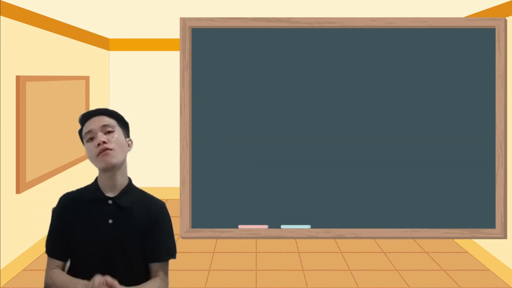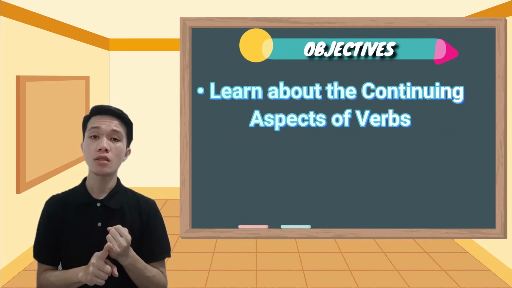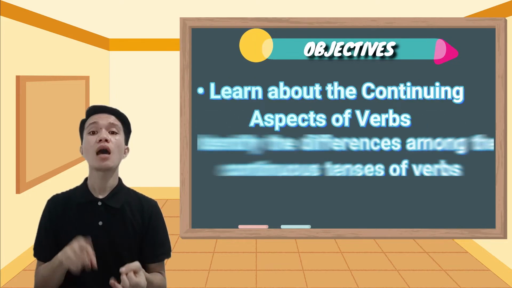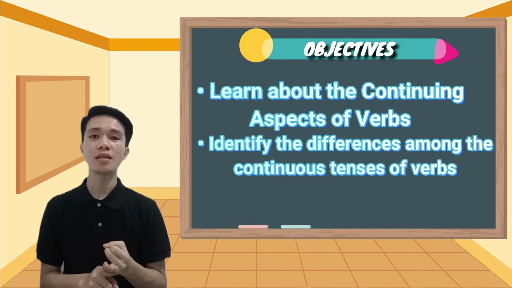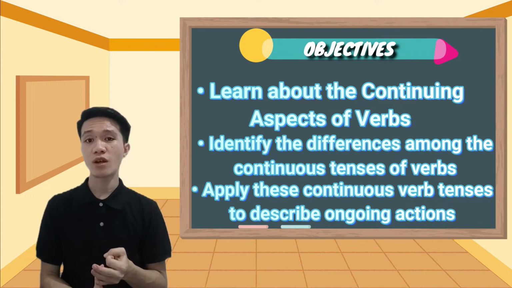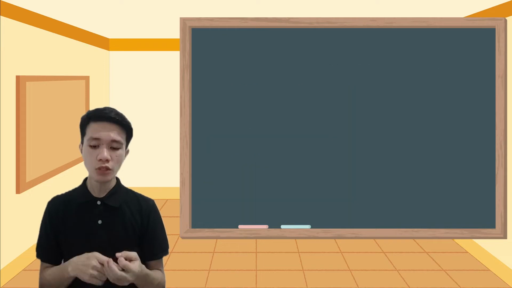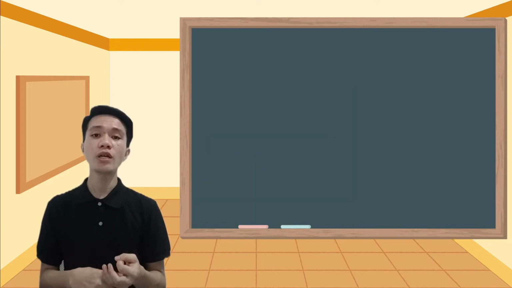By the end of this video, we ought to learn the continuing aspects of verbs, identify the differences among the continuous tenses of verbs, and apply these continuous verb tenses to describe ongoing actions. To start with, let's first read a short story.